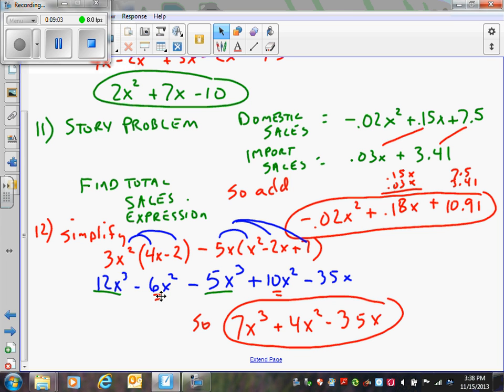So I have a couple pairs of like terms. I've got 12x cubed minus 5x cubed. 12 minus 5 is 7x cubed. I've got minus 6x squared plus 10x squared. 10 minus 6 is 4x squared, minus 35x.